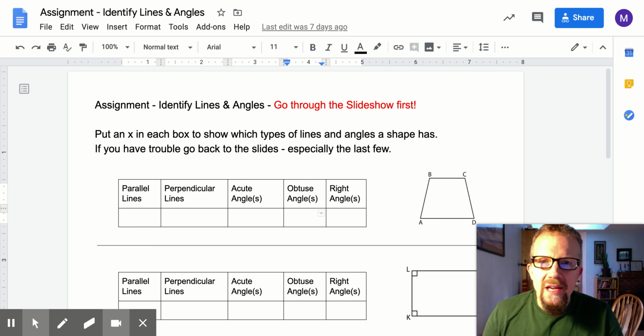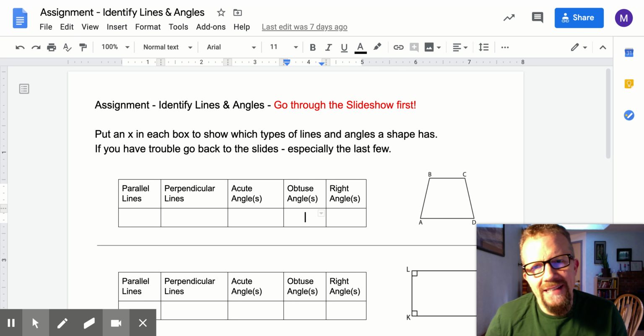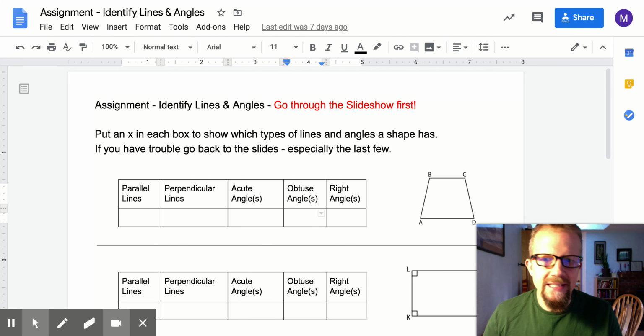Hello. We are going to go over this assignment where you had to identify lines and angles. So first of all, let's look at these different words and remind you what they mean. This is mostly a vocabulary lesson.